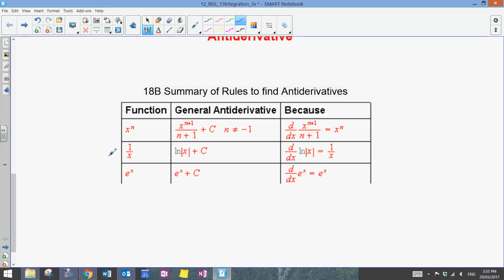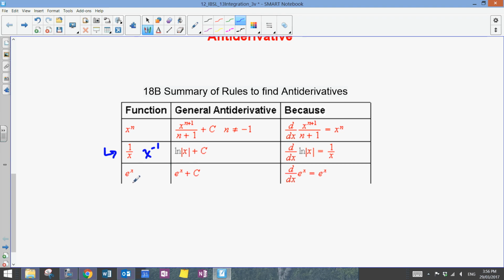We had a brief discussion in class about what happens with 1 over x, because that is x to the -1. So if I just added 1, then I would get x to the 0, which is not going to work for us. And we have to think back to how we got 1 over x. So what did we take the derivative of to get 1 over x? And that goes back to the natural log function.